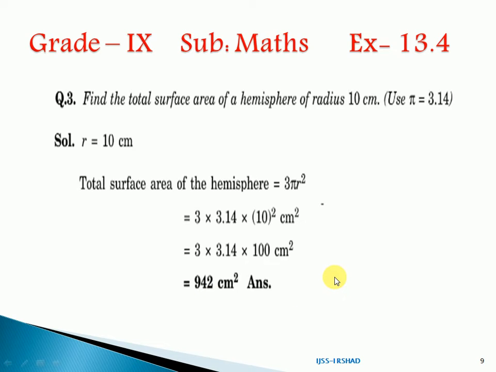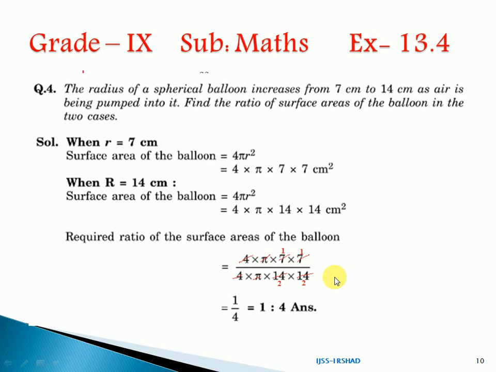Let's move to the next question, number 4. Question number 4: the radius of a spherical balloon increases from 7 centimeter to 14 centimeter as the air is being pumped into it. Find the ratio of the surface area of the balloon in 2 cases. So first case is with the radius 7 centimeter, and second case will be with the radius 14 centimeters.